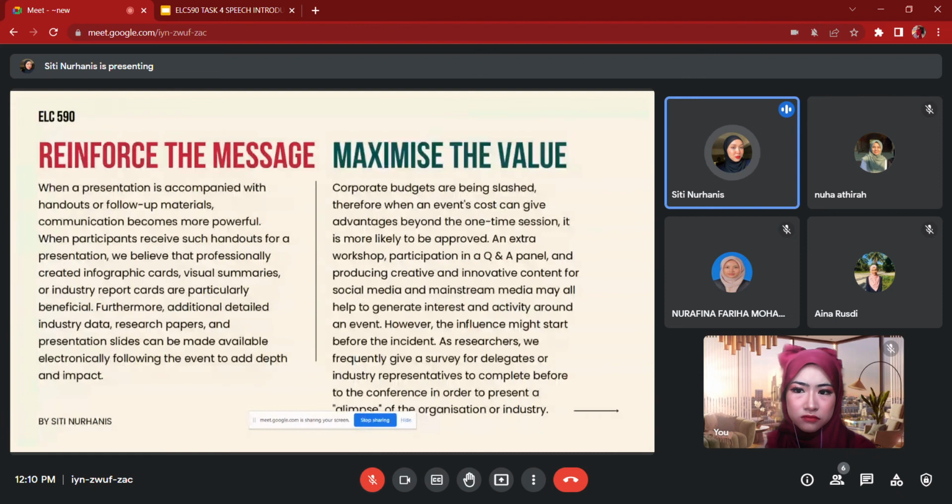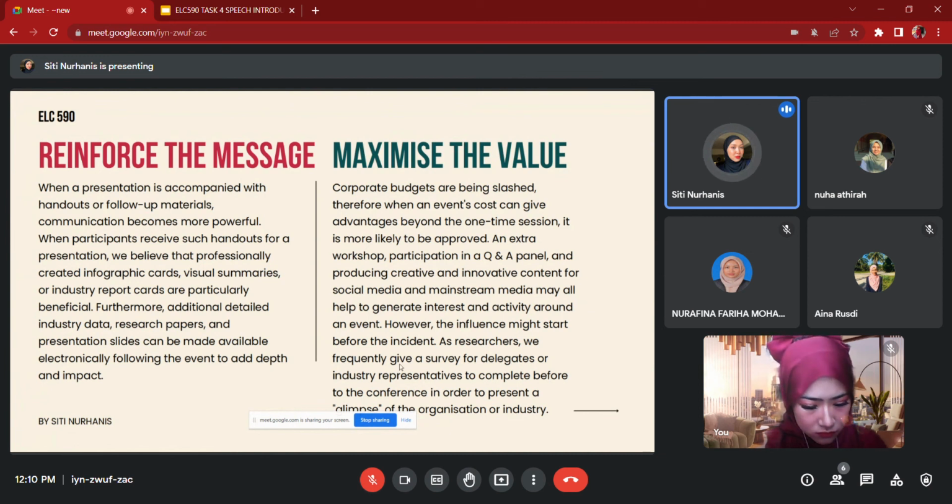Third is reinforce the message. When a presentation is accompanied with handouts or follow-up materials, communication becomes more powerful. When participants receive such handouts for a presentation, we believe that professionally created infographic cards, visual summaries, or industry report cards are particularly beneficial. Furthermore, additional detailed industry data, research papers, and presentation slides can be made available electronically following the event to add depth and impact.